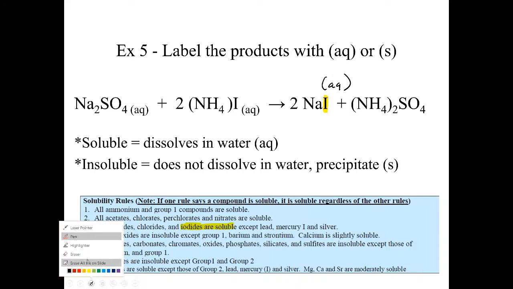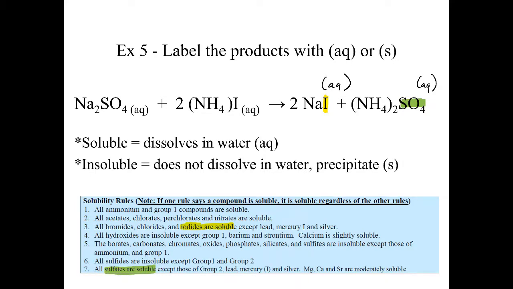Then our second compound is ammonium as the cation, and then sulfate as the anion. And so it says, in general, all sulfates are soluble except group 2, lead, mercury 1, and silver. So here we don't have an exception, which means it will follow the general rule and stay soluble, which we'll represent with AQ for aqueous. We did not form a precipitate, which means that we technically didn't have a chemical reaction. So we'll mark through the arrow and put NR for no reaction.